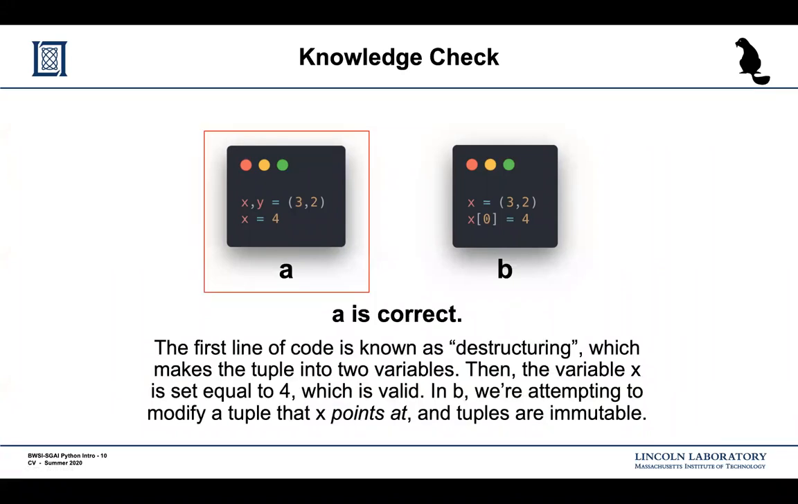This first line of code there is something known as destructuring, which separates the tuple into two variables. It's just a fun little thing. If you write x, y equals a tuple of two elements, it'll set x to 3 and it'll set y to 2. So that was a fun little thing that I put in there.